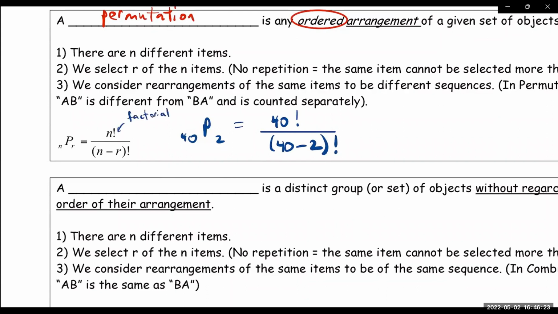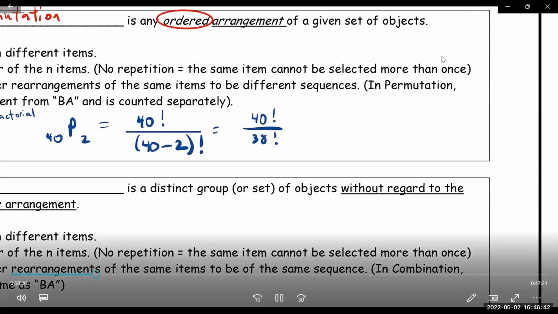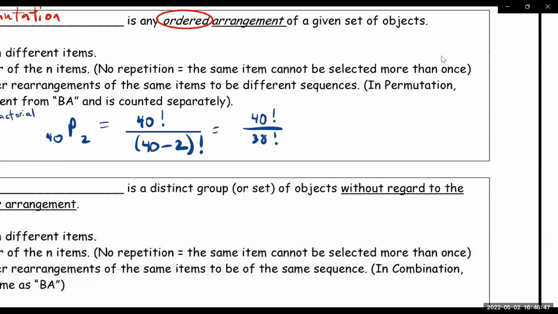So let me show you a couple ways you can solve this. This is the same thing as 40 factorial divided by 38 factorial, because you got 40 take away 2, which is 38. All right, so let me show you how to do this on the calculator, and then I'll show you how to do it by hand. This is how you would do it on a graphing calculator.